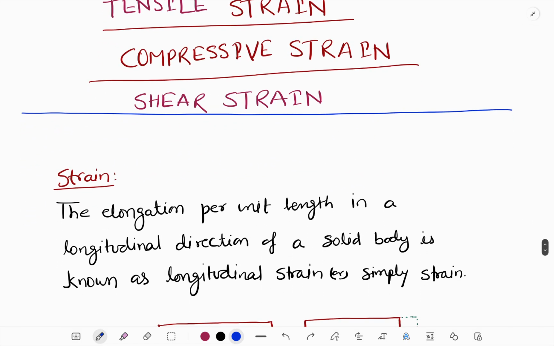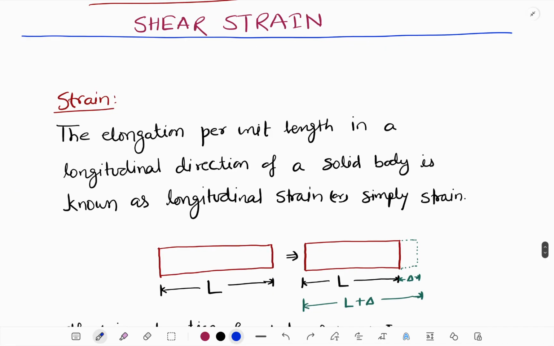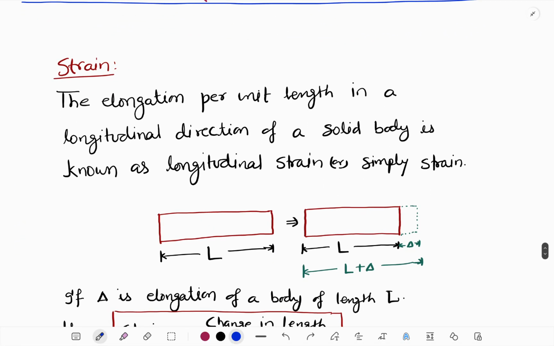The elongation per unit length in a longitudinal direction. Here we are considering the longitudinal direction of a solid body, which is known as longitudinal strain, or simply strain.